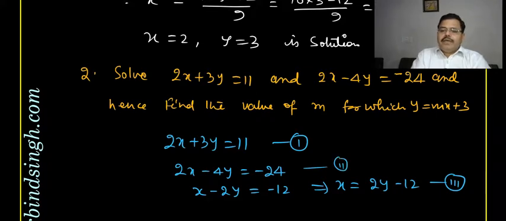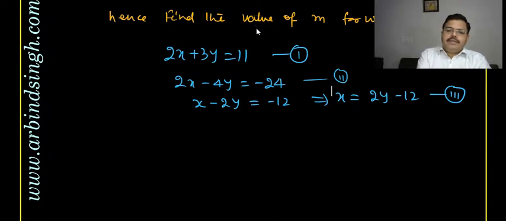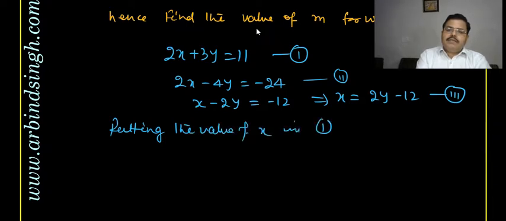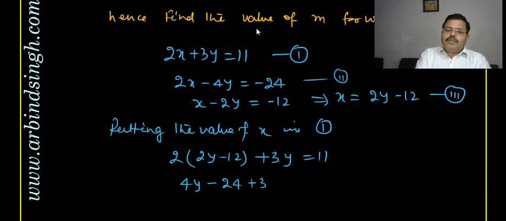Now putting the value of x, because I have drawn it from the second, so we should put it in the first. Putting the value of x in first, we get 2 times of x, which is 2y minus 12, plus 3y is equal to 11. So that is 4y minus 24 plus 3y is equal to 11. And this implies 4y plus 3y is 7y is equal to 24 plus 11 is 35, and therefore y is equal to 5.